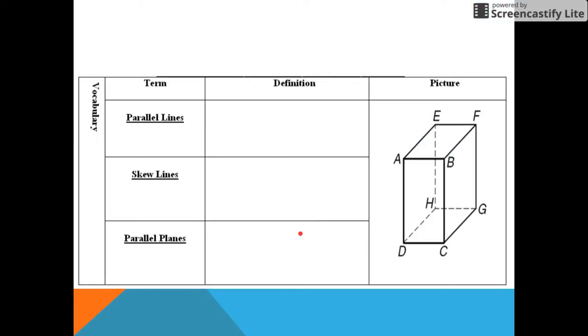Some terminology for you to write down is in the first part of these notes here, and the first word is parallel lines, which are lines that are coplanar, or on the same plane, and do not intersect. Some examples would be the two segments that are highlighted there, segment AB and segment EF. Also, segment AB and segment DC are parallel. They're both in the front plane and they will not intersect. And then finally, segment BC and segment FG are also parallel lines.